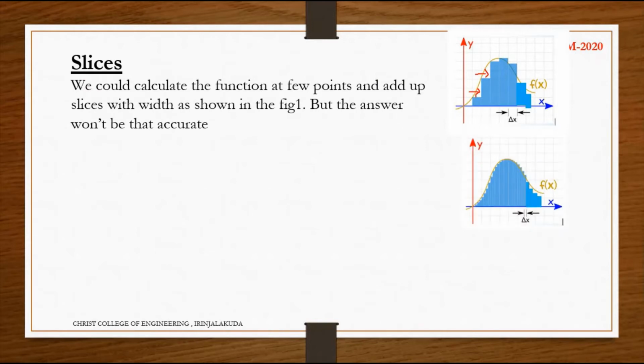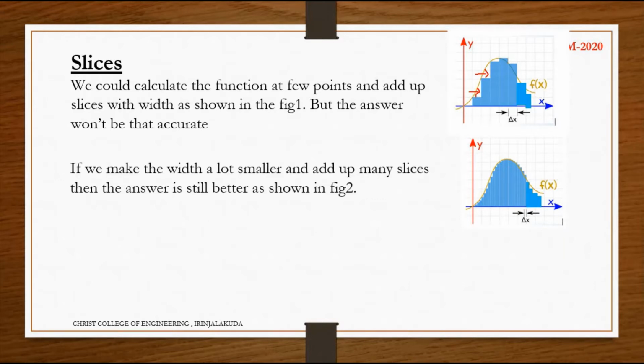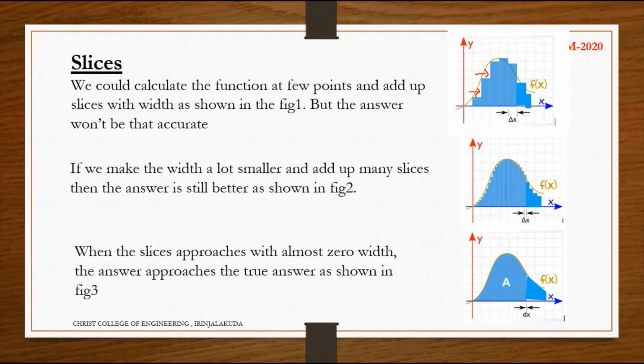Now, consider this figure. In this figure, what I have done is I have tried to minimize the value of delta x, that is the width, to be very small. Now, you may notice that we have minimized the errors as well, and the answer keeps on getting better. If you are approximating delta x to almost 0, then what happens? Now you can consider the third figure. The area is approximately equal to the area under the curve f of x. Now we are getting the true answer.